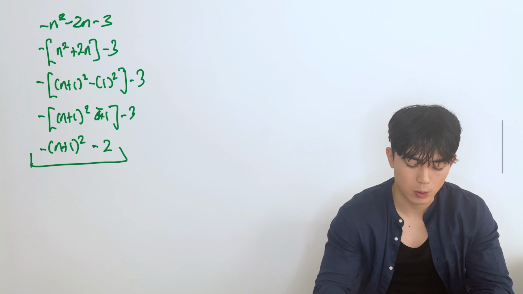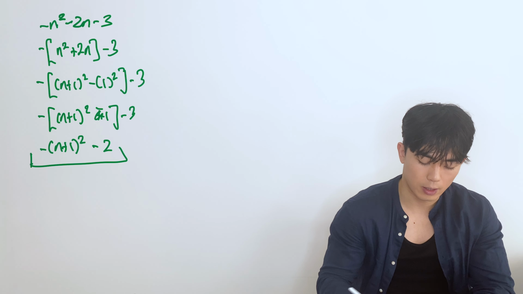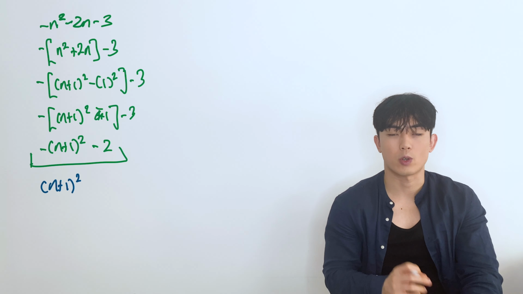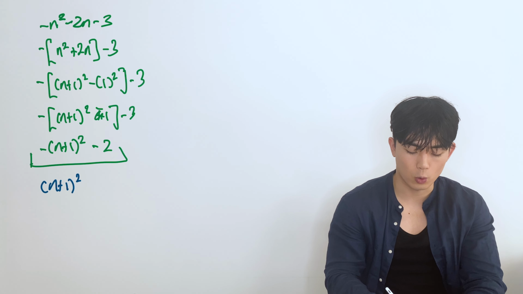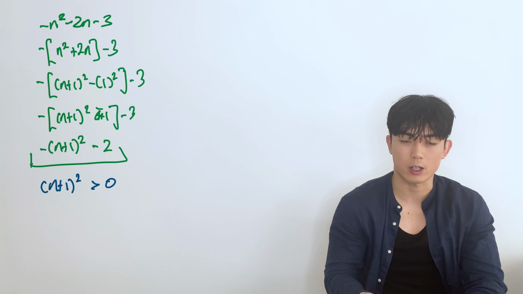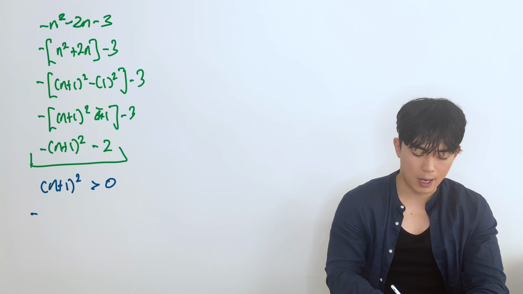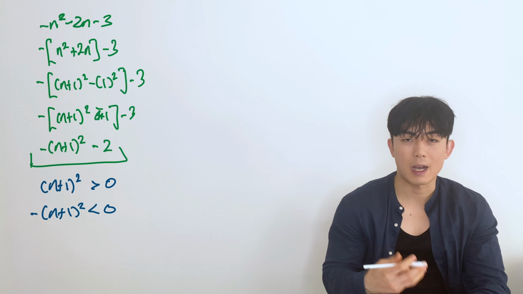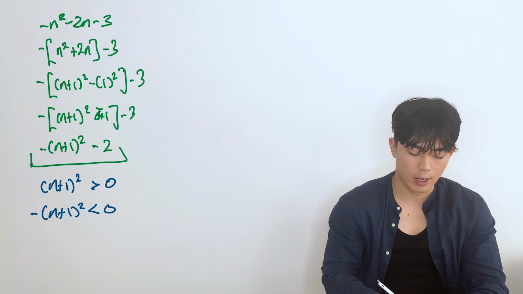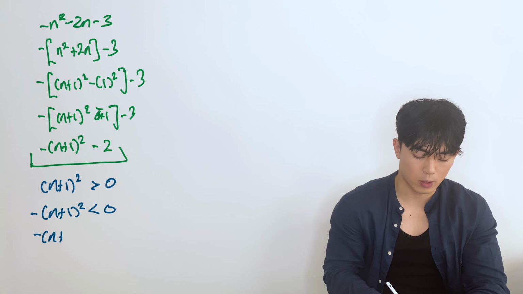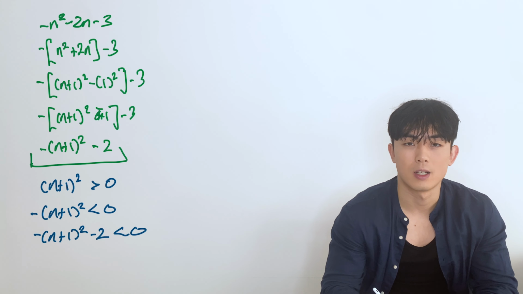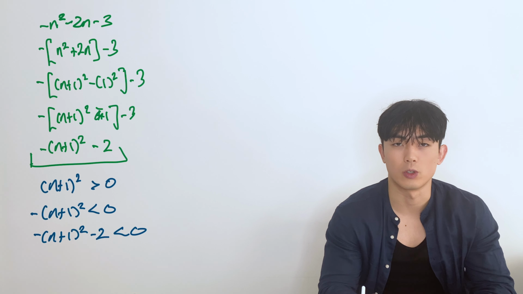So we've proven that this is always going to be a negative number. The way we prove it is, (n plus 1) squared, if it's squaring any value, even a negative number, it always becomes positive. So this is always going to be bigger than or equal to 0. But therefore, minus (n plus 1) squared is always going to be negative. And then because minus 2 means you're subtracting again, minus (n plus 1) squared minus 2 is always going to be a negative number. This is how you go about proving that it's all negative numbers.